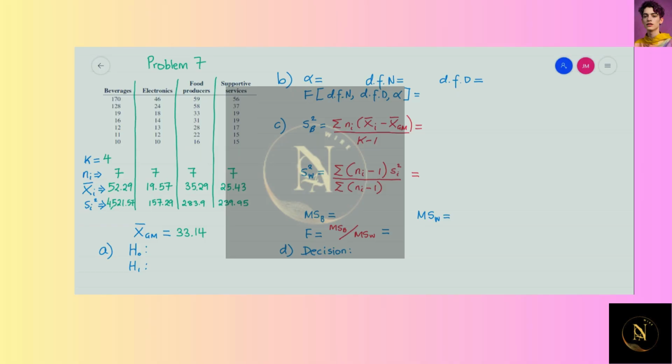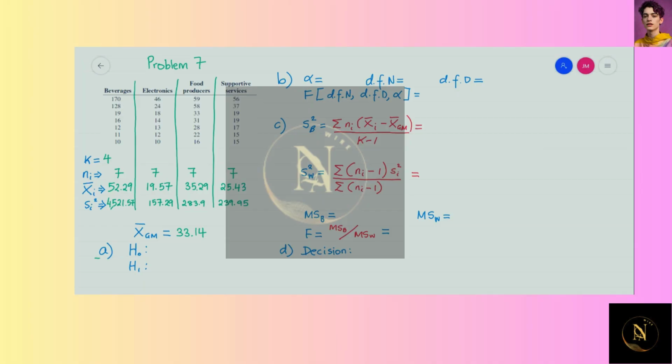Now, to determine if there's a significant difference, we're going to follow these 3 steps. First, in part A, we're going to give the null hypothesis and the alternative hypothesis. Then we're going to get the critical value of f, then compute the test value of f, and finally make the decision whether to reject or fail to reject the null hypothesis.